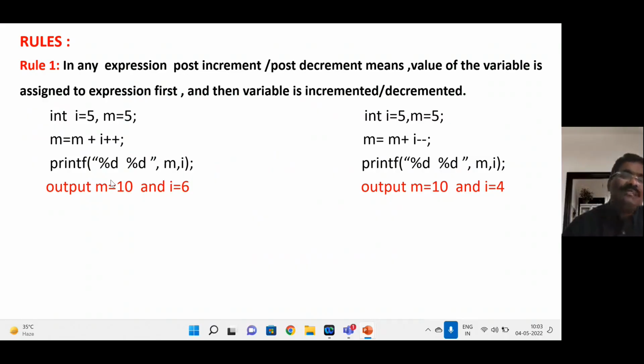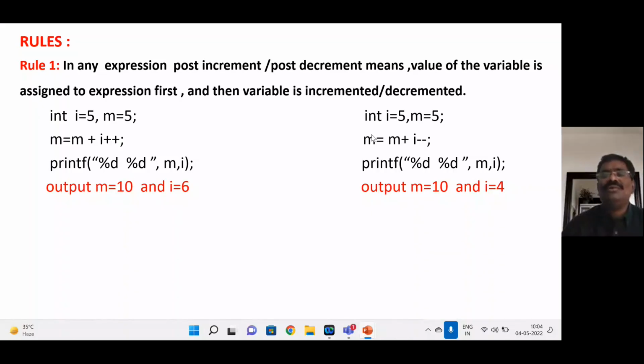Why? Because first the i value is assigned to m. The i value is 5, and the 5 is assigned to m. So 5 plus 5 is equal to 10. After assigning this value, i will be incremented by 1. So this is the post-increment. Then you see that the i value is 6 and the m value is 10.